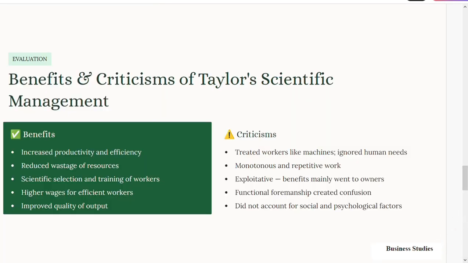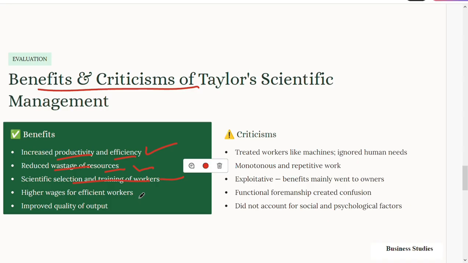F.W. Taylor. Now benefit and criticism of Taylor. Taylor की कुछ criticism भी होती हैं. Now what are the benefits? It always increases productivity and efficiency, because his core concentration of experimentation is productivity and efficiency, right? Reduce wastage of resources. So obviously he is concentrating on productivity and less wastage of resources. Scientific selection and training of workers is one of the things he is thinking of.